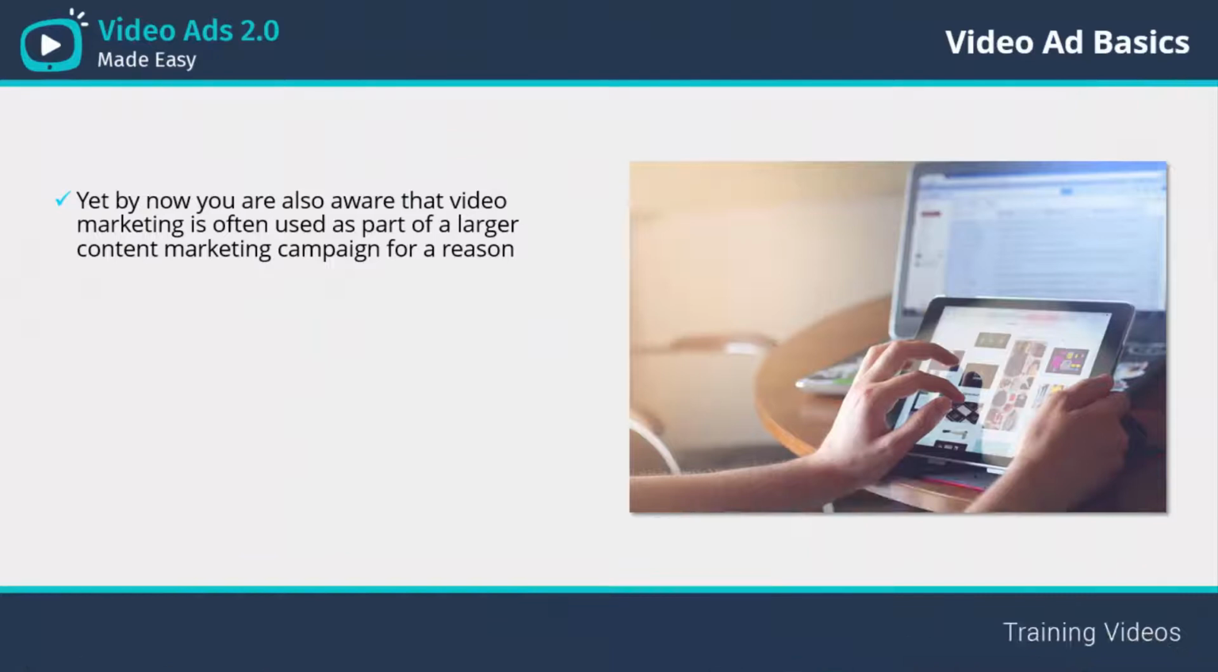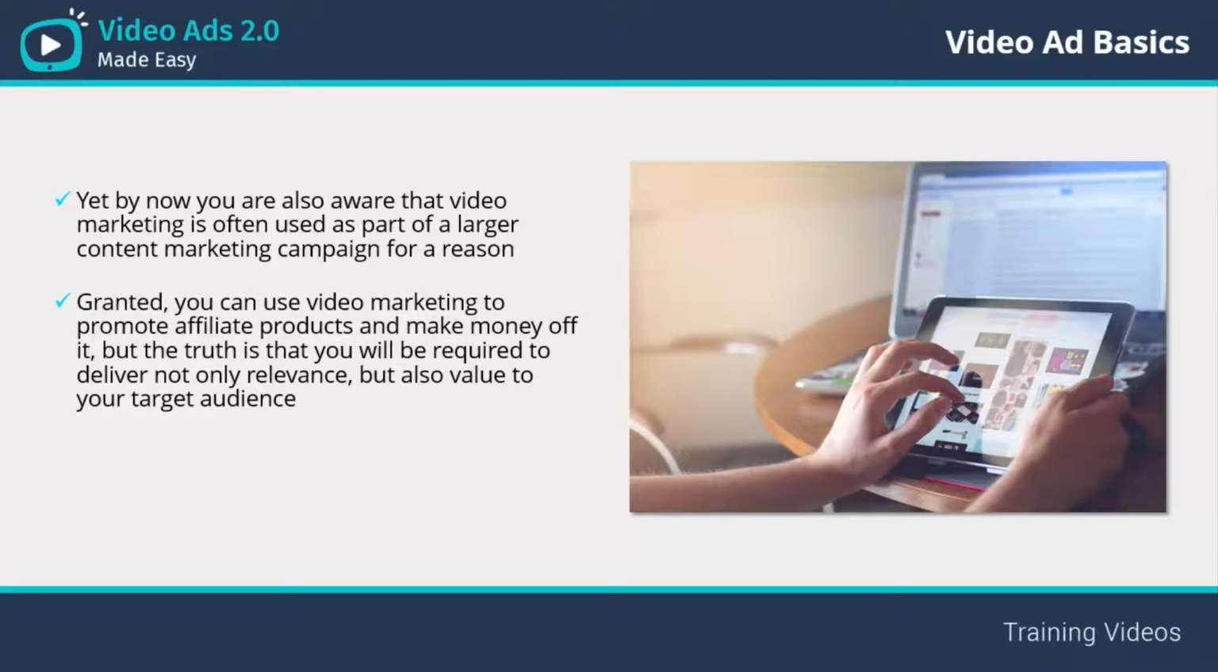Yet, by now you are also aware that video marketing is often used as part of a larger content marketing campaign for a reason. And that is because it is a longer-term strategy that is mostly used to create engagement instead of, say, create immediate sales. Granted, you can use video marketing to promote affiliate products and make money off it, but the truth is that you will be required to deliver not only relevance, but also value to your target audience. That means that you won't be able to use video marketing to directly pitch your offers, but to show your audience the benefits of your offer in an indirect way, which will in turn drive sales later on.